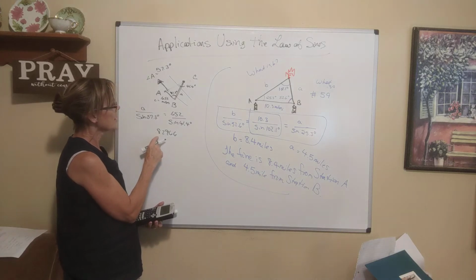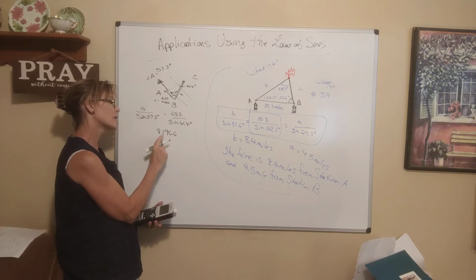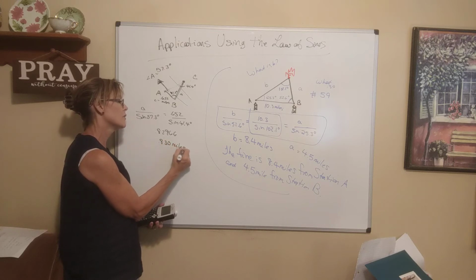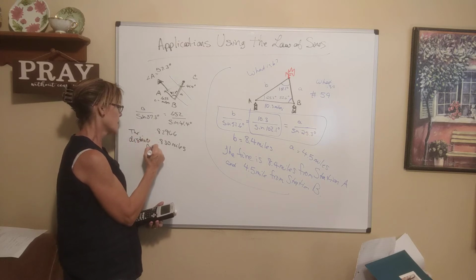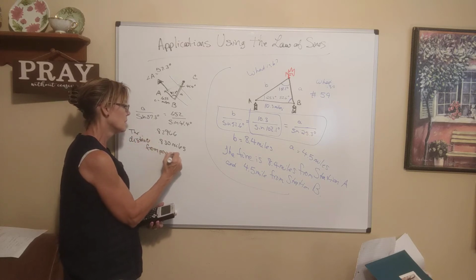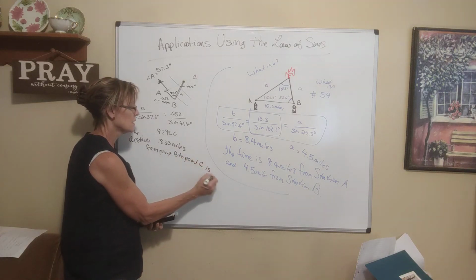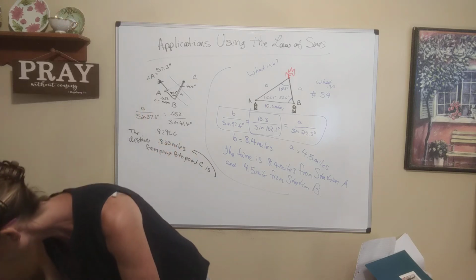Now, I'm going to round it to 3 places because that's how much everybody else is being rounded. So 0.829, if I round to the 3rd place, this 6 will round up. That will make that a 10, and that will make this a 3. So this is 0.830 miles. If we write a sentence, the distance from point B to point C is 0.830 miles. Okay, here's the last one, number 66.